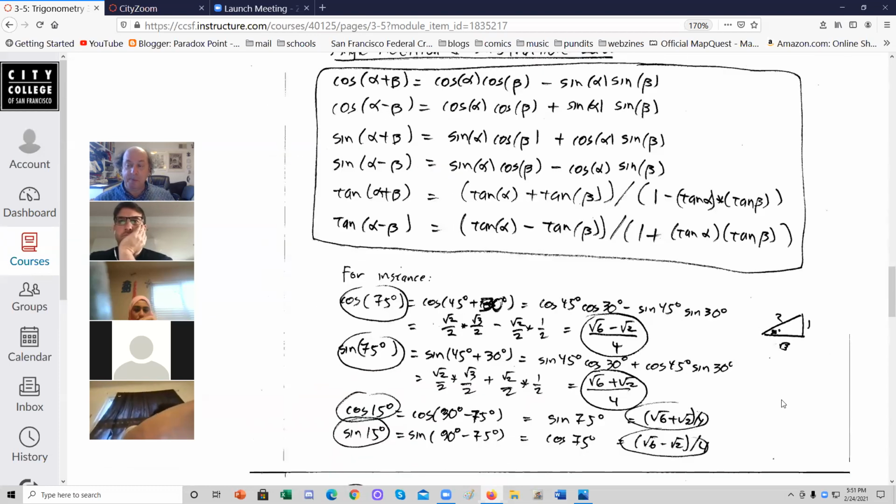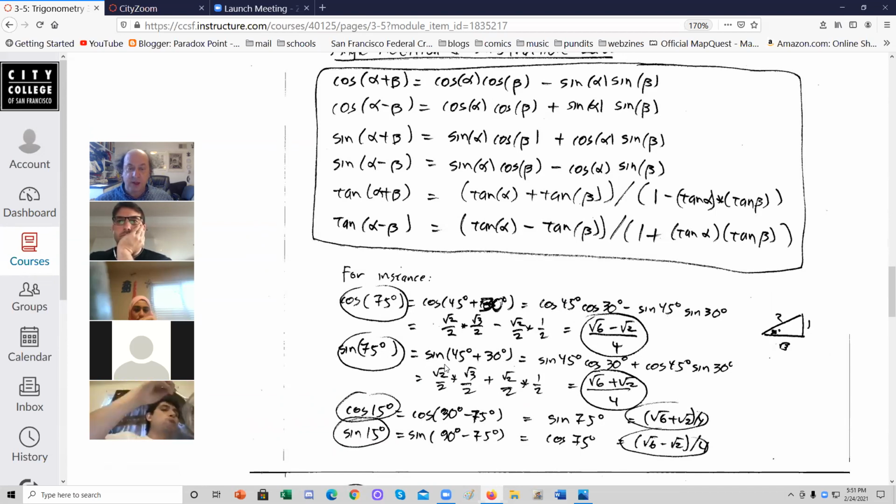So for example, let's find cosine and sine of 75 degrees and 15 degrees. 75 degrees is 45 plus 30. So you get cos 45, cos 30 minus sine 45, sine 30. Cosine 45 and sine 45 is root 2 over 2. Cosine 30 is root 3 over 2. Sine of 30 is 1/2. Root 2 over 2 times root 3 over 2 minus root 2 over 2 times 1 over 2, or root 6 minus root 2 divided by 4.